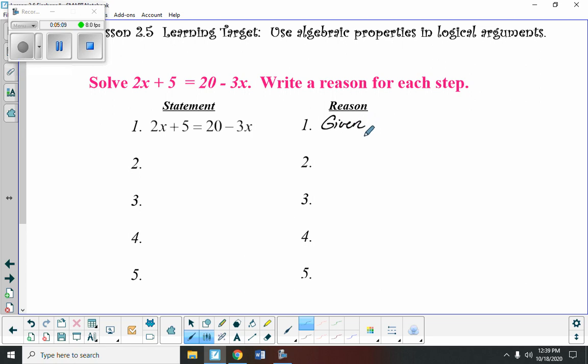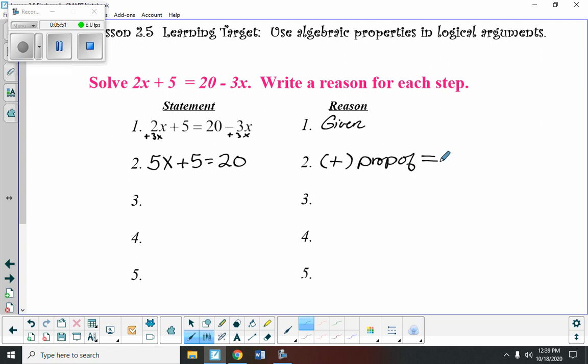Now, if you were solving this, there are different ways you could go about it. So you could write your steps in a little bit of a different order, but I would probably get the letters on the left. So I would add 3x to both sides. And what that would give me, and I write this for step 2, is 5x plus 5 is equal to 20. So the result of what I just did would give me 5x plus 5 equals 20. So the reason that I can do that is I added something to both sides. The name of that is the addition property of equality.